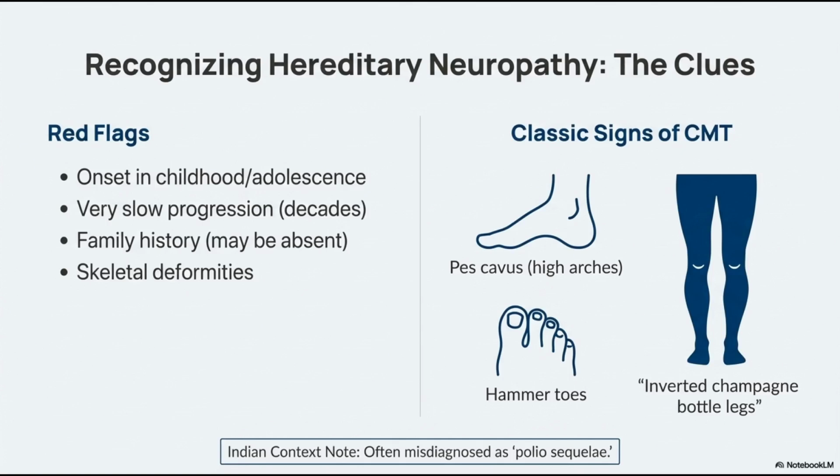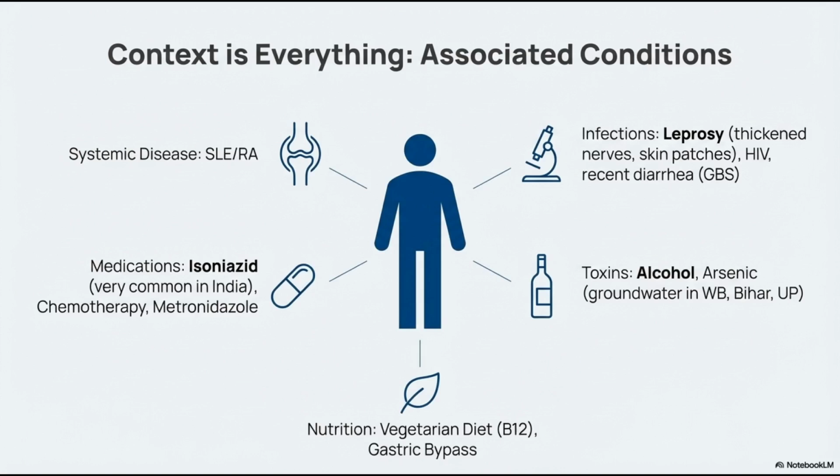Now, when do you say a case is hereditary? By looking at the following red flags. Symptom onset since childhood or adolescence. Very slow progression over decades. Family history may or may not be present. Skeletal deformities like high arches, pes cavus, hammer toes or inverted champagne bottle legs. In the Indian scenario, it is often misdiagnosed as polio due to various reasons.